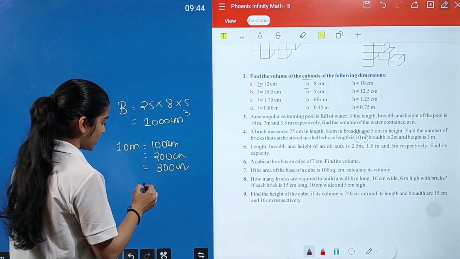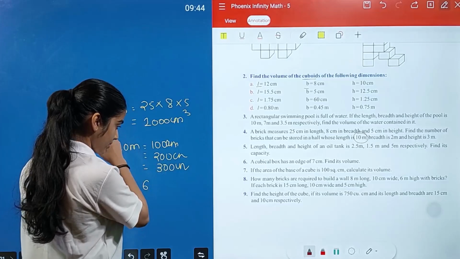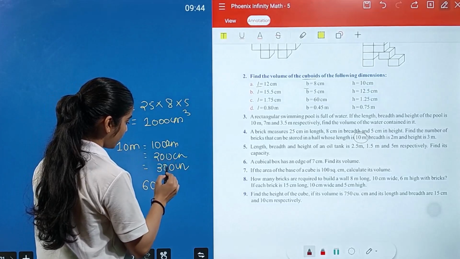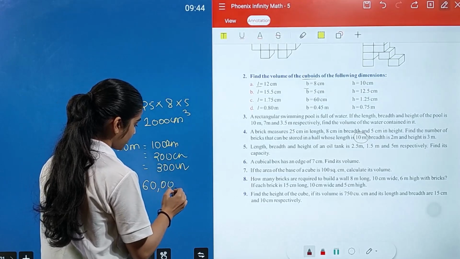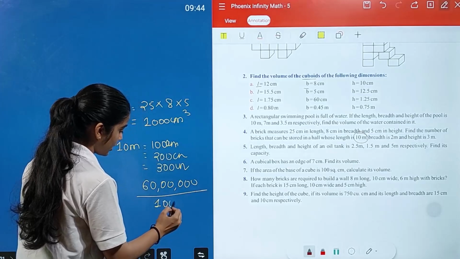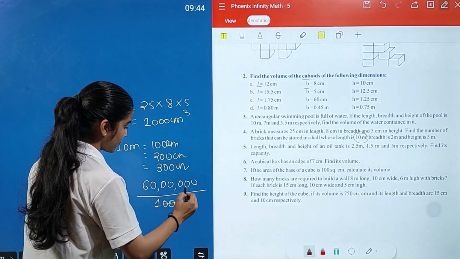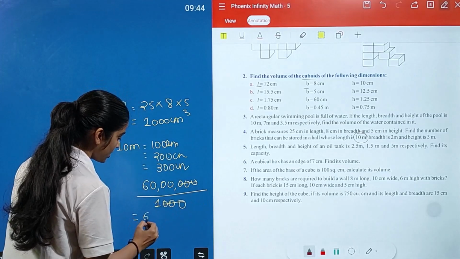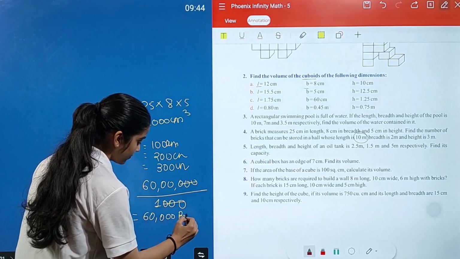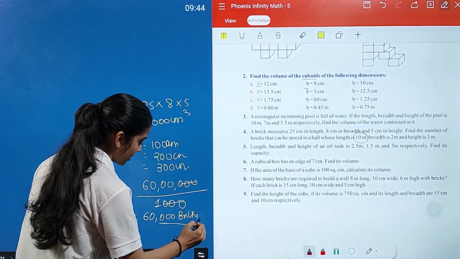So 2, 3 and this is equal to 60. Now we have to divide it by 1000 to calculate how many bricks should be there. So 3 cancels out with 3. So it means 60,000 bricks can be held. So this is your answer.